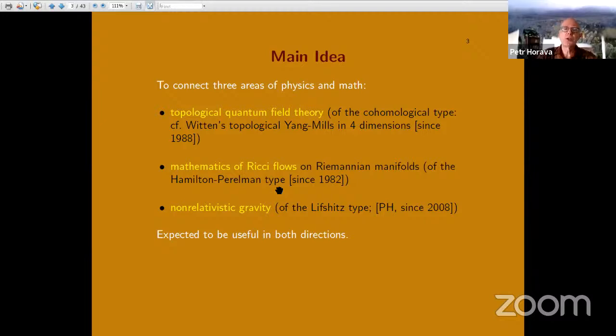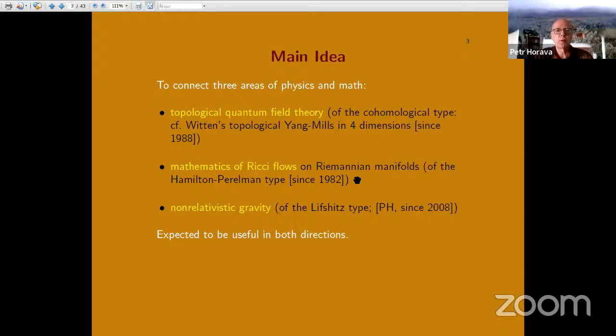So this really triggered an avalanche of mathematical investigations. There have been multi-volume textbooks written on the subject of the Ricci flows. So it's really a very rich area of mathematics, and I would love to be able to borrow some of those beautiful mathematical results and input them into the physics of quantum gravity.